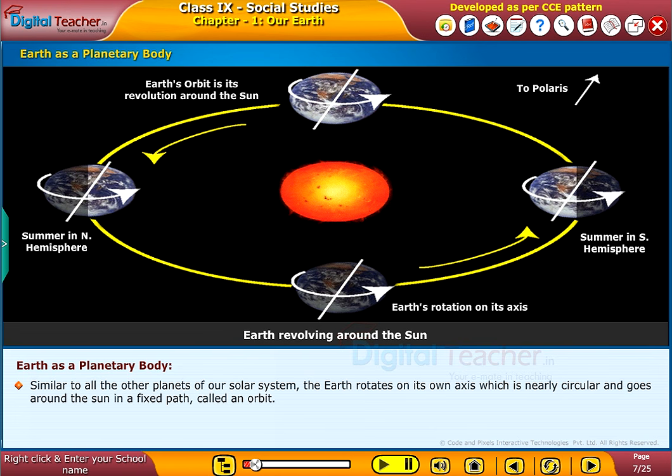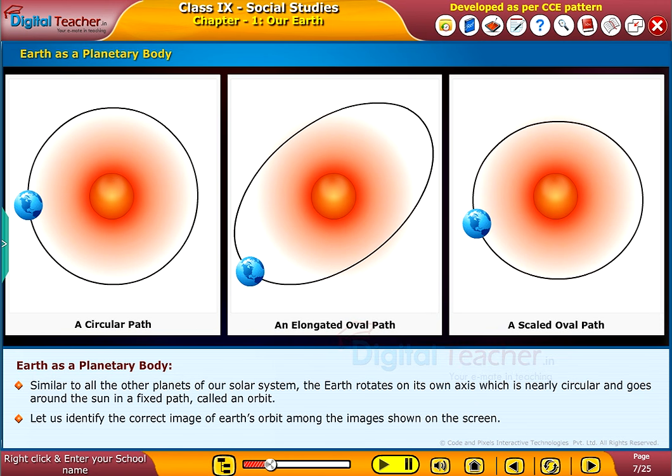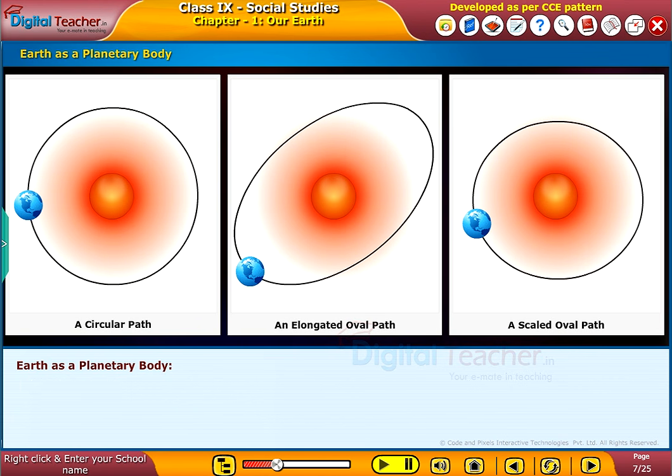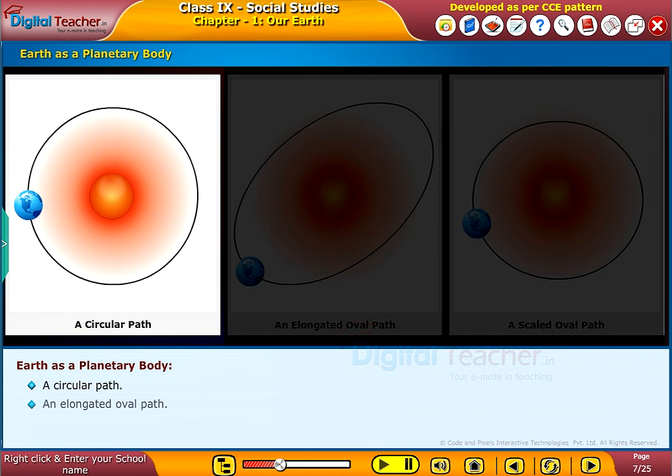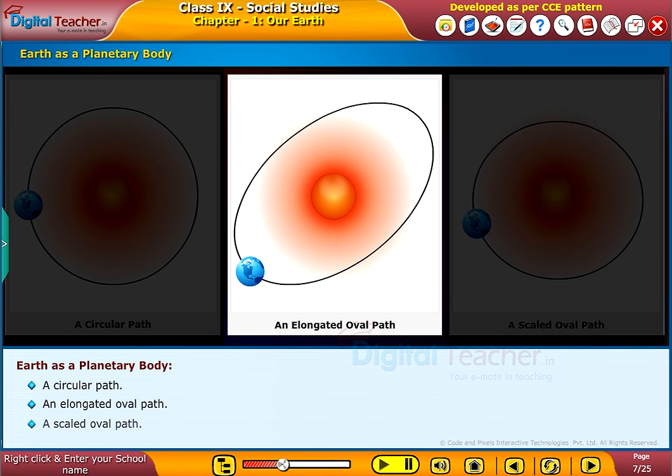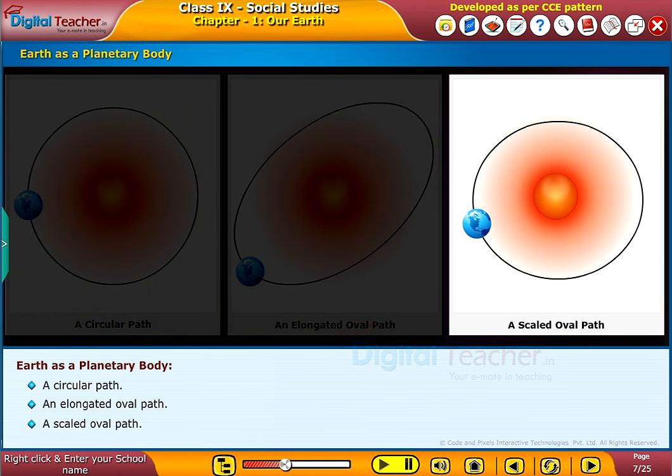Similar to all the other planets of our solar system, the Earth rotates on its own axis, which is nearly circular, and goes around the Sun in a fixed path called an orbit. Let us identify the correct image of Earth's orbit among the images shown on the screen. A circular path, an elongated oval path, a scaled oval path. The Earth's orbit is a scaled oval path as the Sun is at the center and 1.4 centimeter on one side and 1.5 centimeter on the other side.